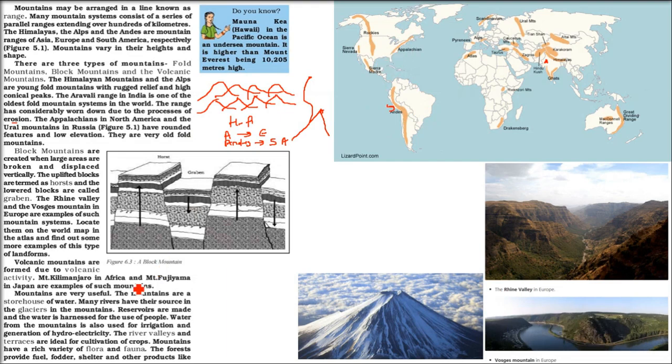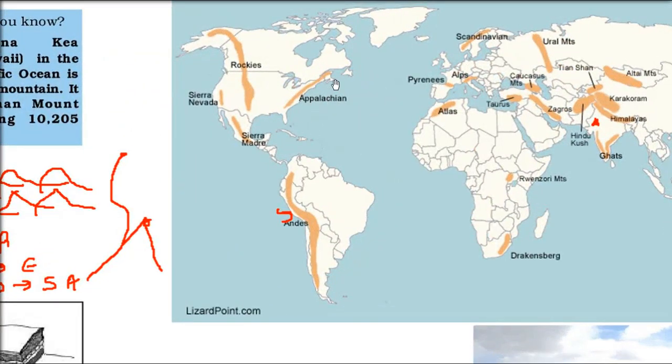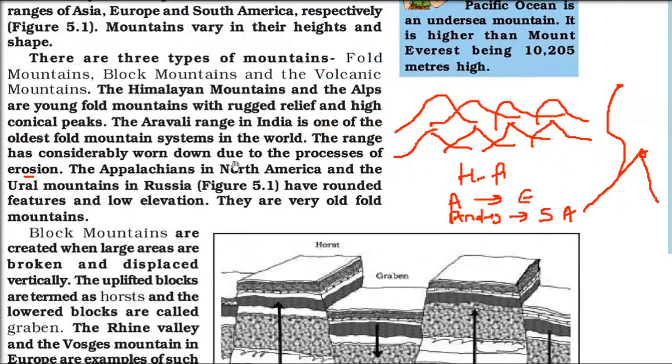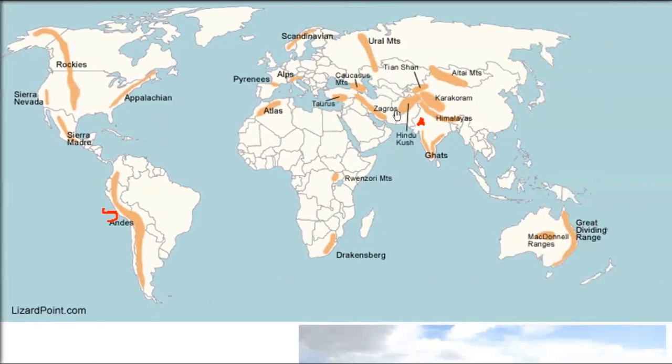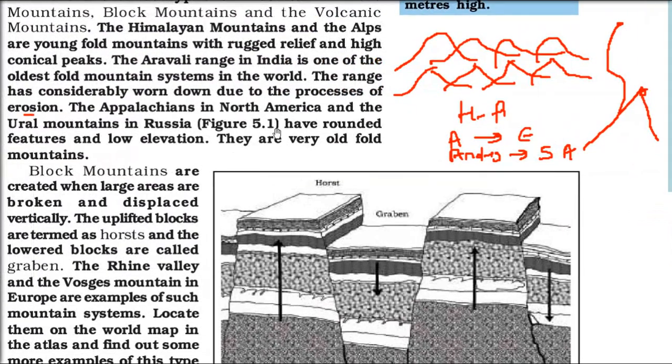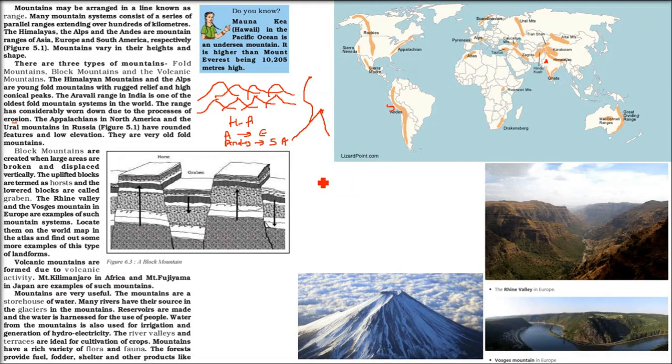If you see here, Appalachian in North America and the Ural mountains in Russia. Let me show you. This is Appalachian in North America, and then we have here Ural mountains, in between Russia, Asia and Europe, and they have rounded features, and the elevation or height or relief is not that high.